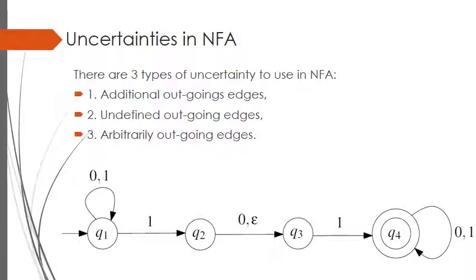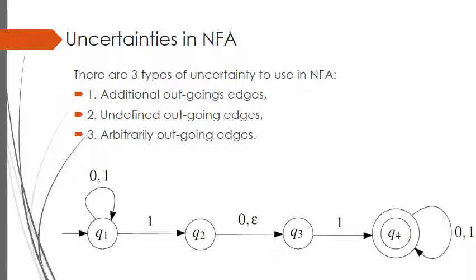The first one is additional outgoing edges. The second one is undefined outgoings. And the last one is arbitrary transitions. You can see all of these uncertainties in the following transition diagram. For example, look at the Q1 state. Therefore the system cannot find which one to choose when the user enters a symbol 1.